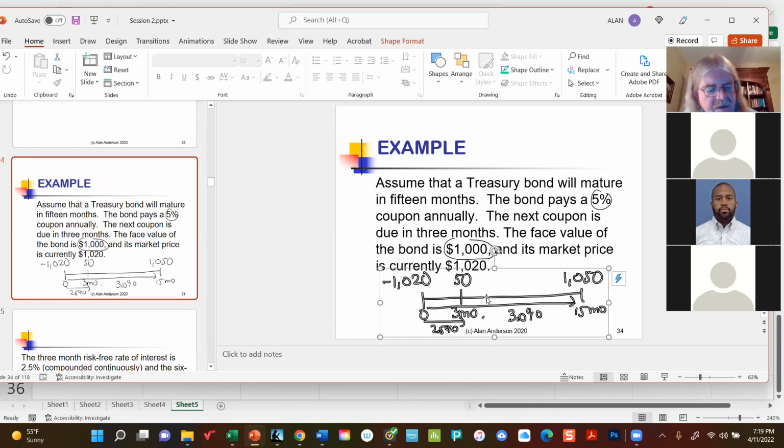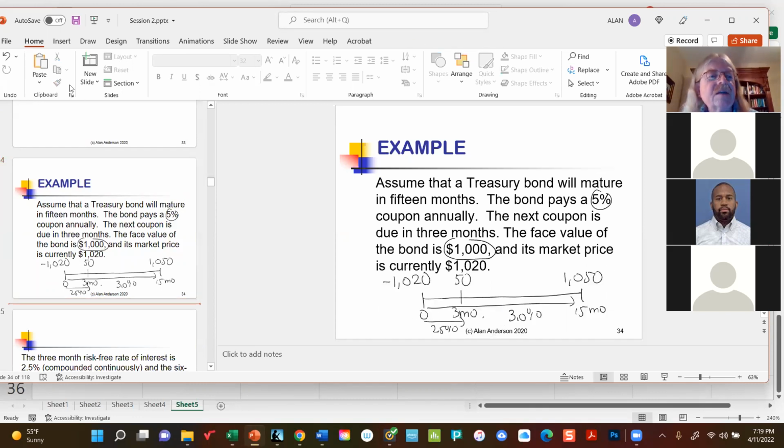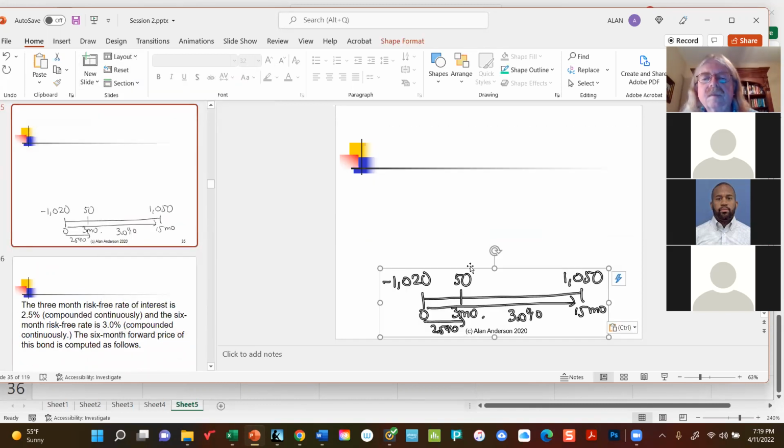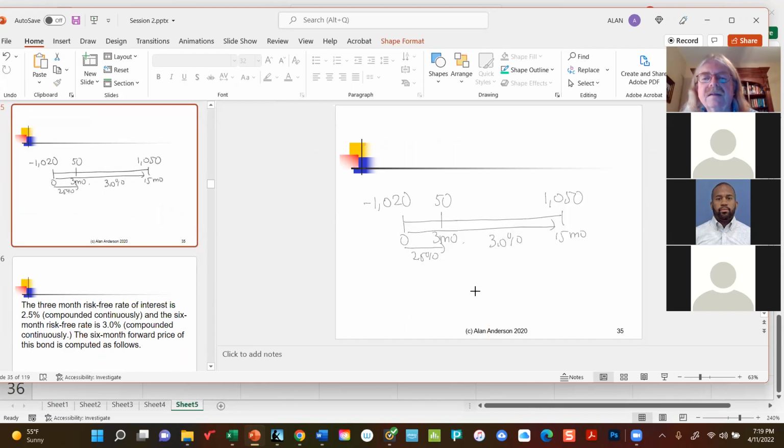So I'm going to move this diagram, by the way, to the next slide so you can really see it better, in my opinion.